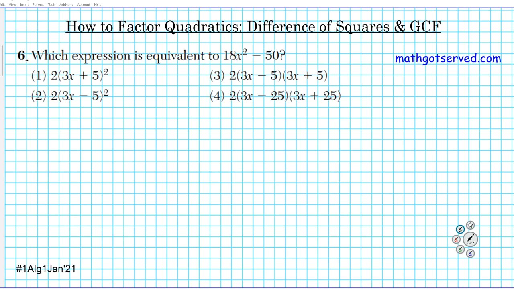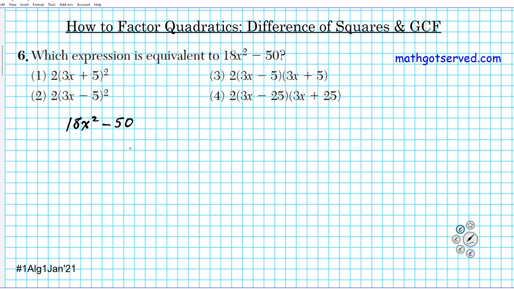So we have 4 options here. You can see that they're all factored, so the indication is that we are to factor this expression. Okay, so we have 18x squared minus 50. If you take a look at these numbers, it's not apparent that they are perfect squares.